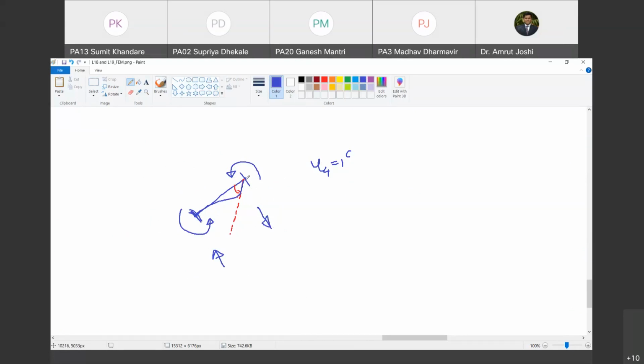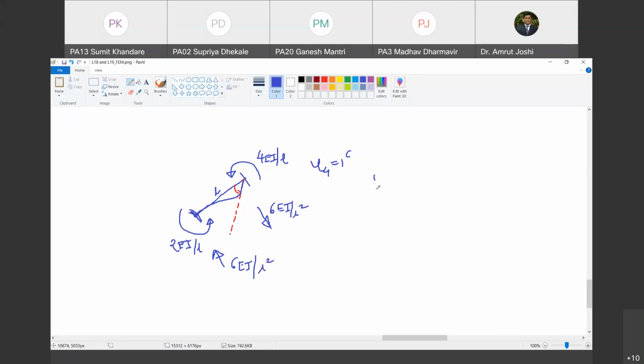Yes, sir. The far end is fixed. What should be this moment? 4EI by L. Happy? Yes, sir. What should be this carried over moment? 2EI by L. Happy? The summation is 6EI by L. Divide it once more by L, so it will be 6EI upon L square. Right? Are you with me? Yes, sir.